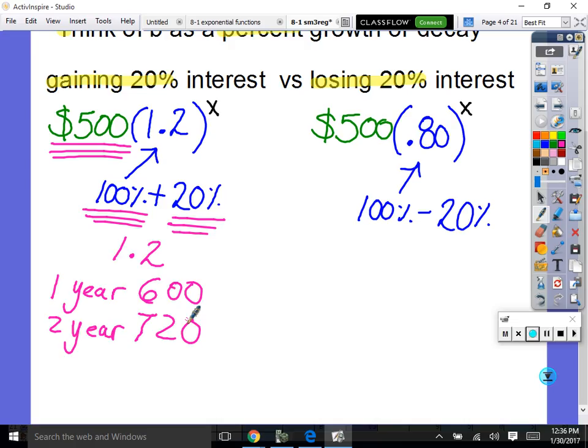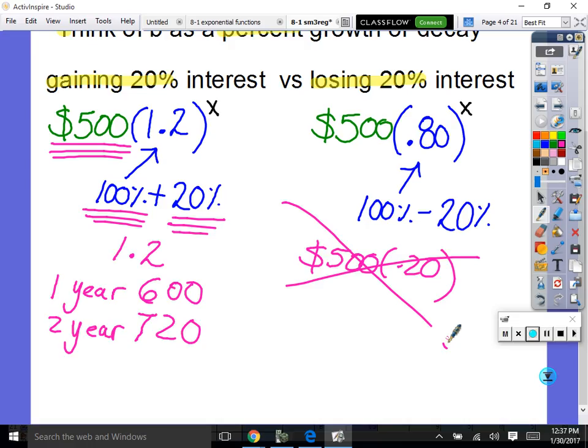This is where people mess up. If I said to you, given $500, you're going to lose 20% interest. You would not do this. 500 times 0.20. You would not do that. We're only losing 20% interest. So aren't we taking its full value, its 100% value, and subtracting 20%? So that's 80% of its worth. Does everybody understand? So you're doing 500 times 0.80.